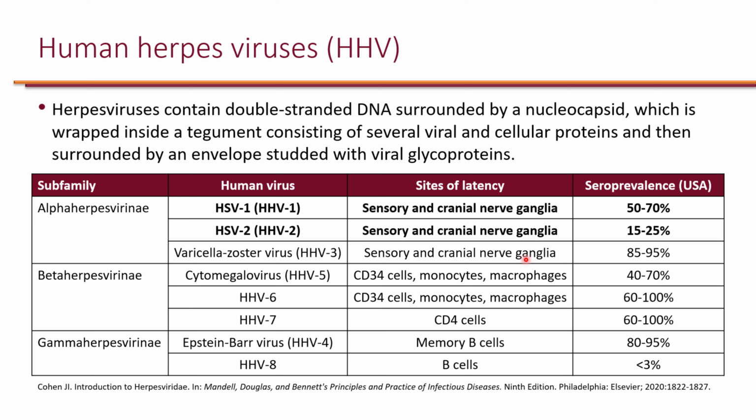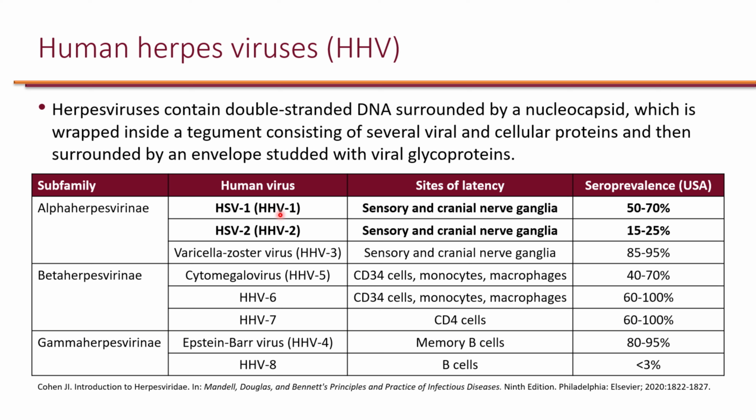Now, human herpes viruses are divided into three subfamilies: the alpha, beta, and gamma. Within the alpha family, we have herpes simplex virus 1 and 2. Essentially, there are 8 of these human herpes viruses that infect humans. So these are dubbed HHV 1, 2, 3, 4, 5, 6, 7, and 8.